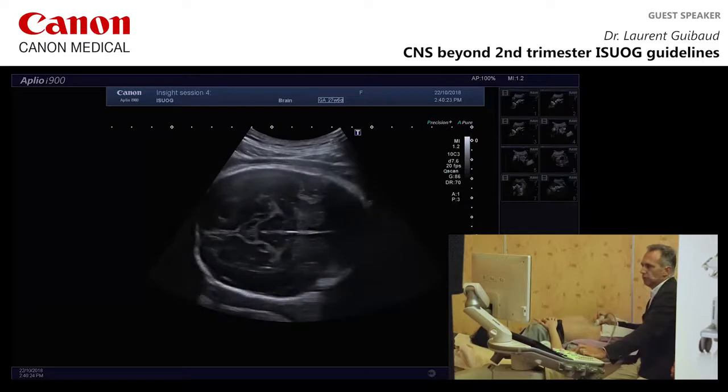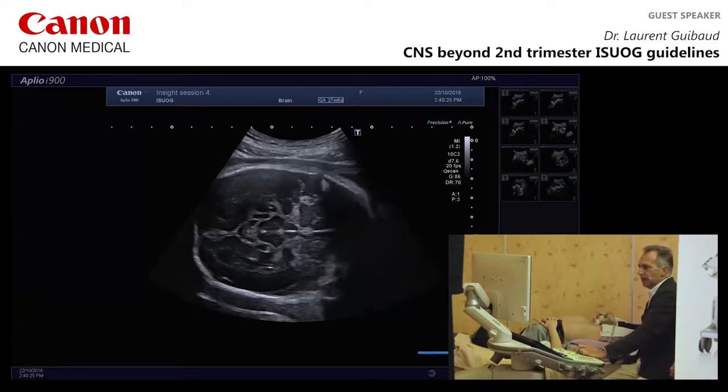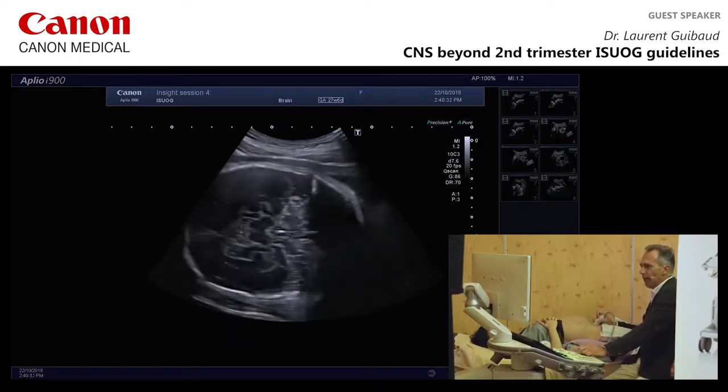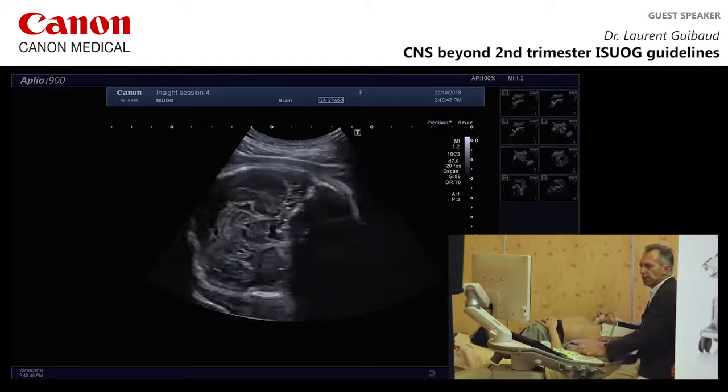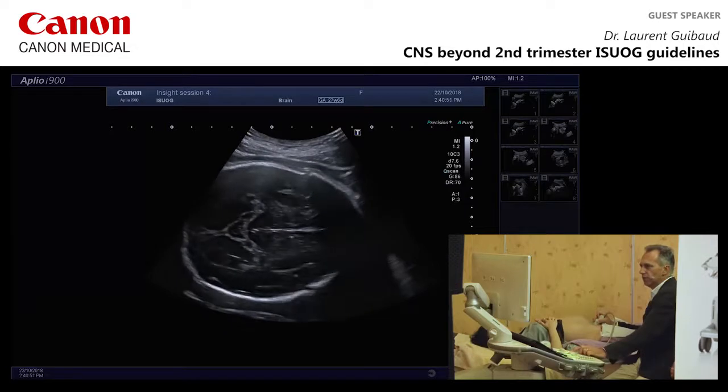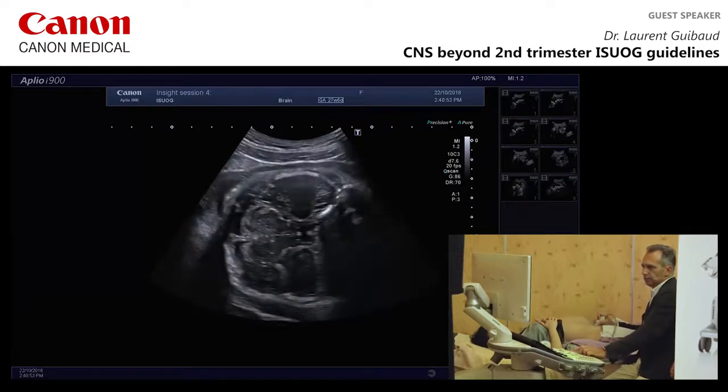Okay? So let's go back, because some people think that I do only CNS. No, I also do a whole body scan. Maybe you can appreciate here how clear the images are on the brainstem, on the two peduncles, and you can see here the aqueduct in the axial plane. Is there any question from the audience about the axial plane before moving to another plane? Questions? Okay.